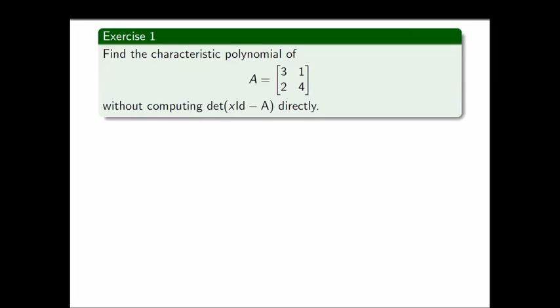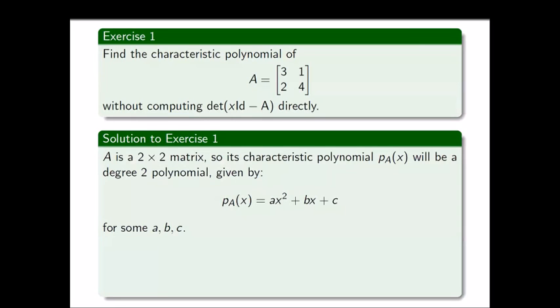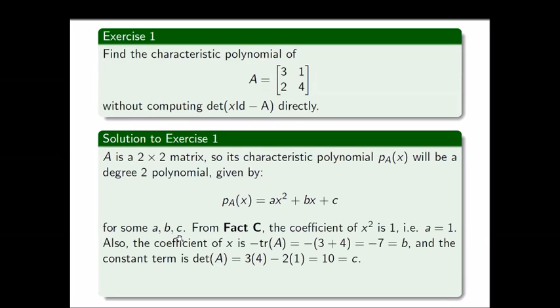The first problem we have is the following. We're given a 2 by 2 matrix, and we want to find its characteristic polynomial without explicitly computing it. So this is how we do it. Because A is a 2 by 2 matrix, its characteristic polynomial is going to be a degree 2 polynomial. So we write the general form of the degree 2 polynomials. Here a, b, and c are coefficients, and we need to actually find out what their values are. Now, from the fact above, we know that the coefficient of x squared is always going to be 1. So a has to be 1.